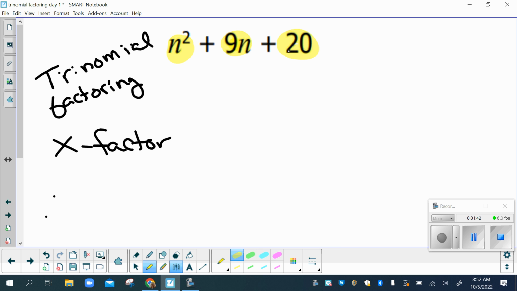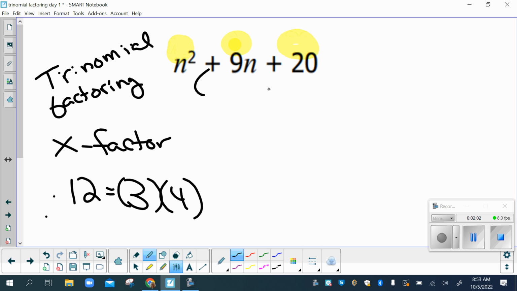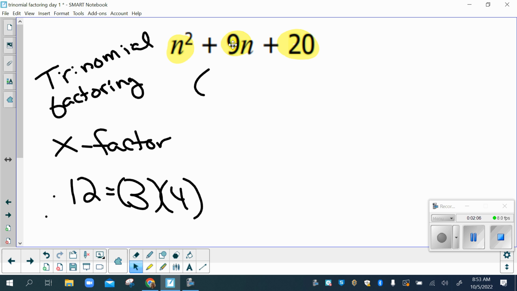parentheses, right? Remember what factoring is. It's taking a number like 12 and saying, can I rewrite that as 3 times 4? All I'm doing is rewriting. I'm not really changing anything. I'm just rewriting it in a new way. So we're going to rewrite this as this. Is that cool? That's our job.